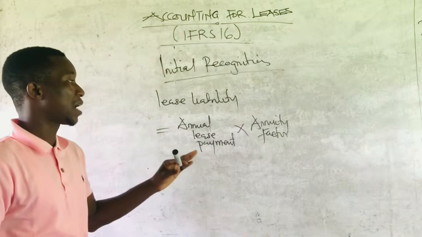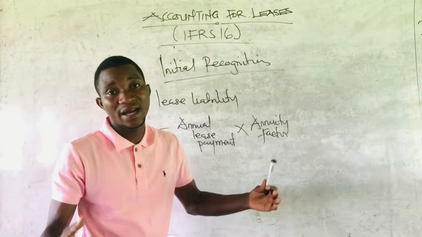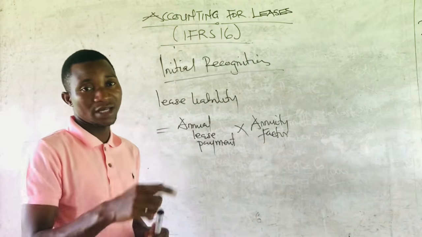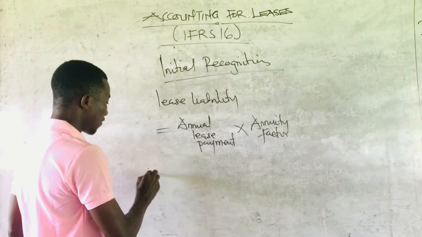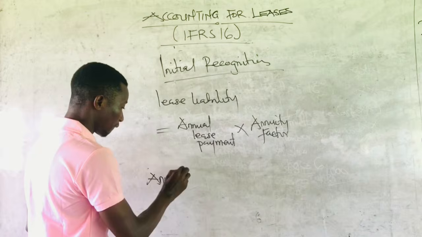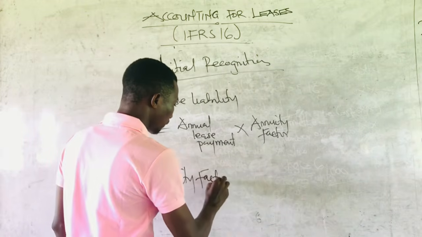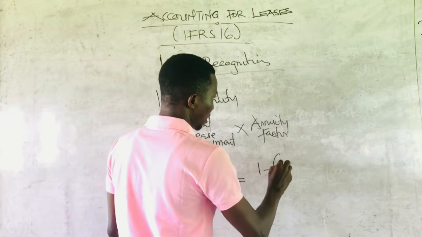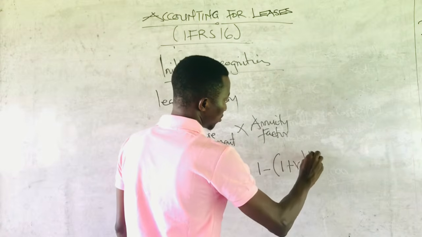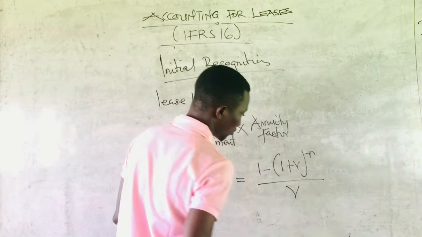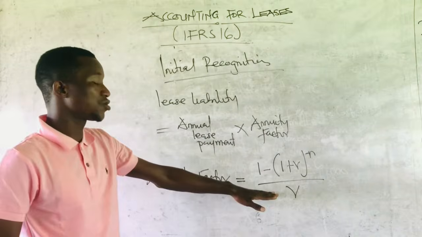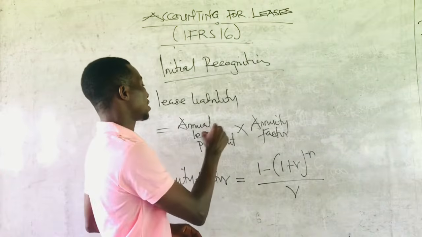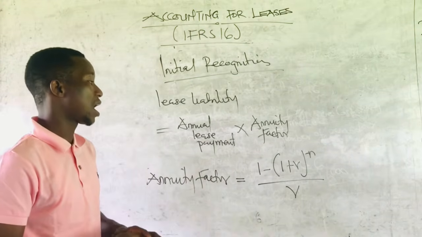Okay, sometimes the annuity factor itself will not be provided in the question, so you have to find the annuity factor yourself. There is a formula to determine the annuity factor. Annuity factor is equal to 1 minus (1 plus R) to the power of minus N, all over R. We are going to use this formula to determine our annuity factor when it is not given in the question. Then we multiply it by the annual lease payment to determine our lease liability.